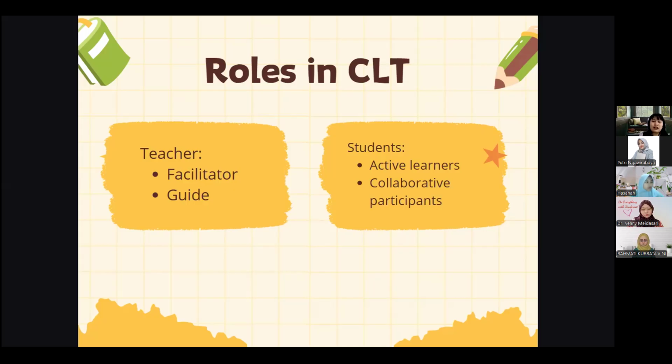Students also become collaborative participants. This means they work together with their classmates, for example, in pair work or group discussion. In CLT, both teacher and student have important roles to make the learning process effective and meaningful.